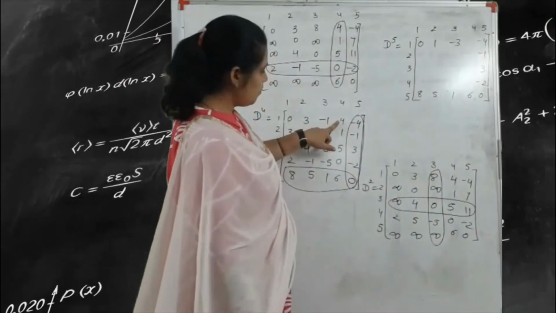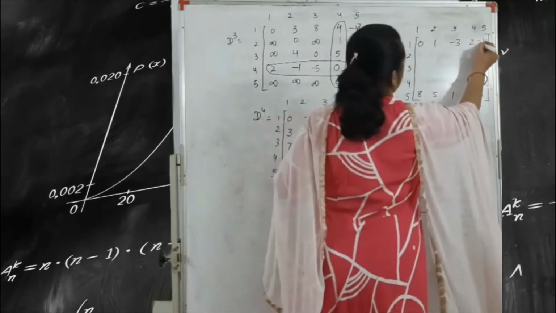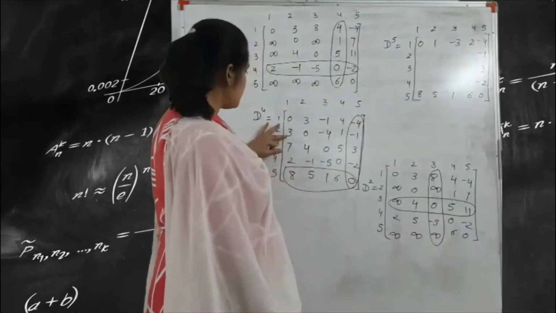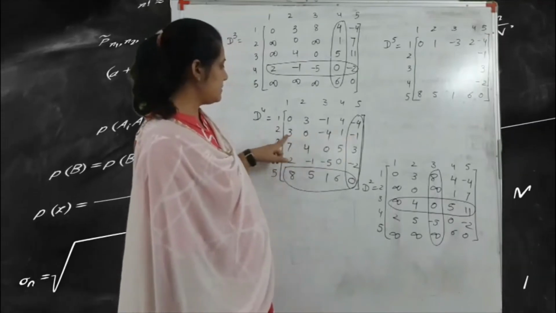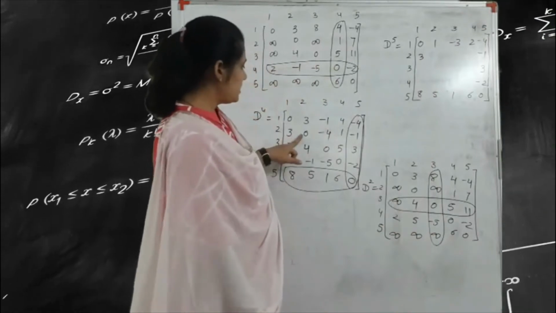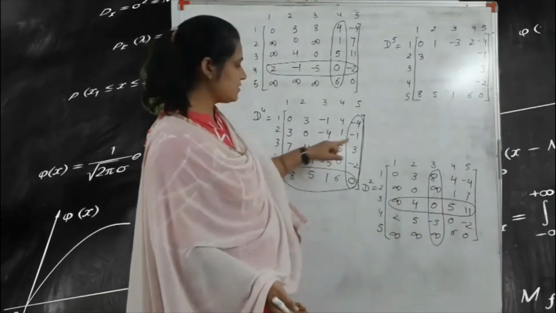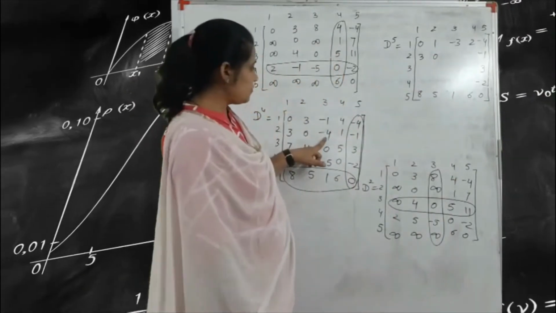Next one is 4. So 6 minus 4, that means 2. Okay. Next one is 3. So according to this 3, 8 minus 1, that means 7. So 7 is the greater value, so we write here only the 3. Next, 0. So 5 minus 1, that means 4. So obviously we write here 0 minus 4.